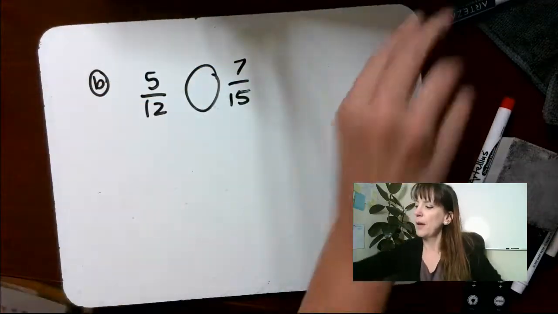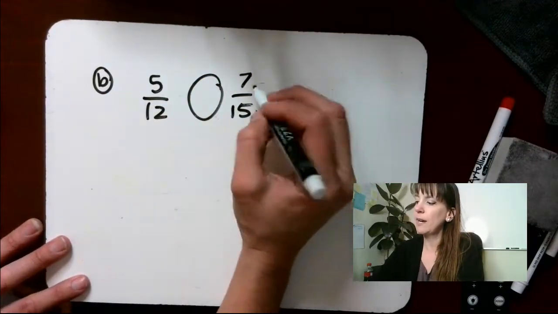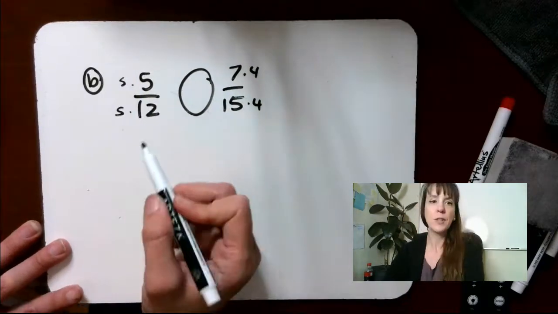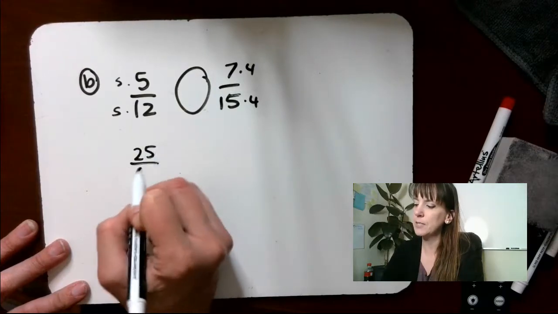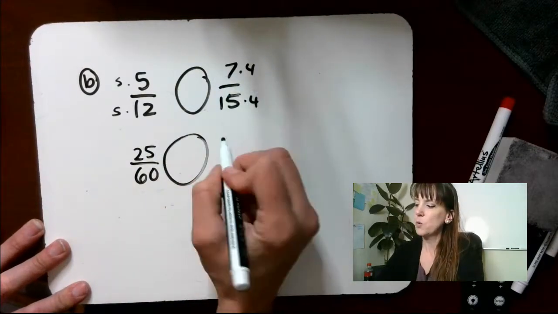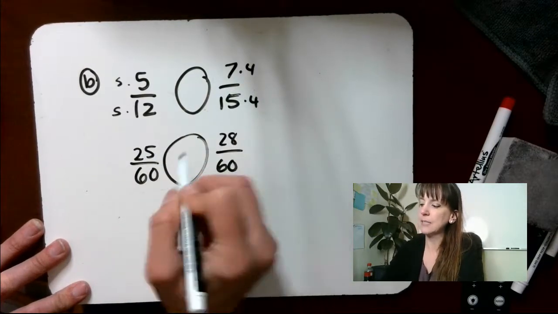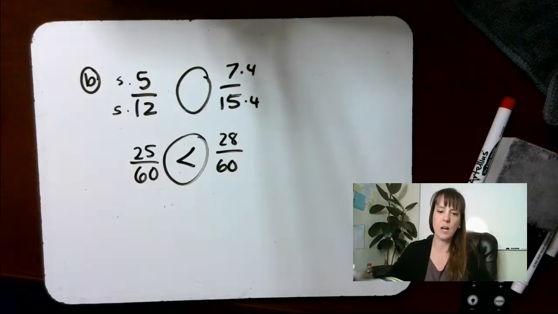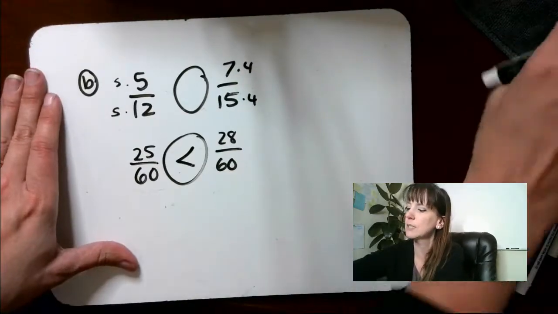All right, so that means we're going to multiply this guy by 4 and this by 4. And this by 5 and this by 5. So that ends up with 25 over 60, comparing that to 28 over 60. So this guy would be larger. Excellent. That was B. Let's do C. We're going to add some fractions here.